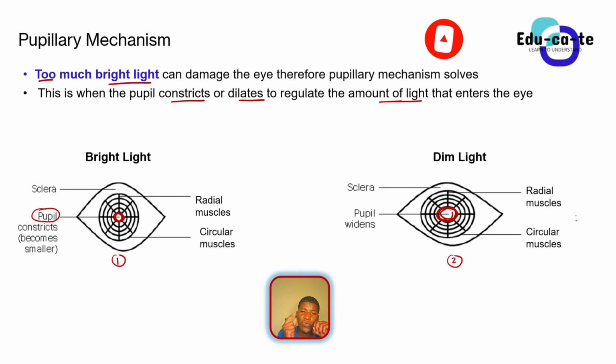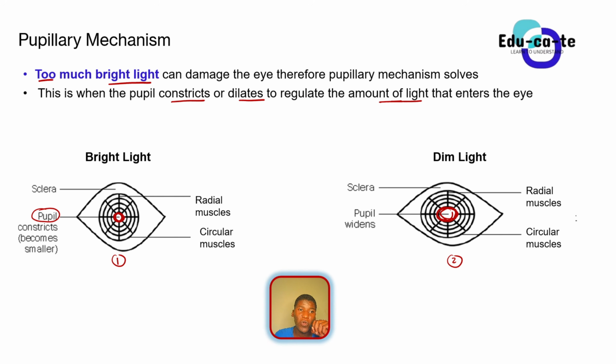But now let us look at which muscles are involved in controlling this pupillary mechanism. In this label, we've got circular muscles as well as radial muscles. Don't make the mistake of confusing circular muscles and ciliary muscles. The ciliary muscles play a role in accommodation, the one that we just did. But for the pupillary mechanism, it is the circular muscles. They are different from one another.